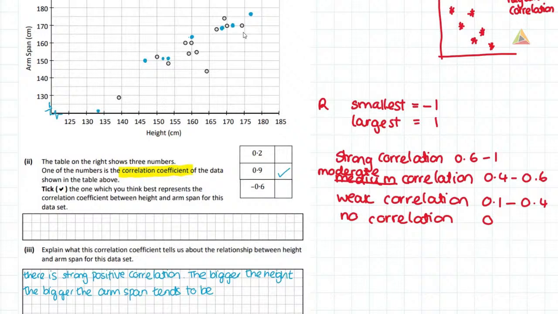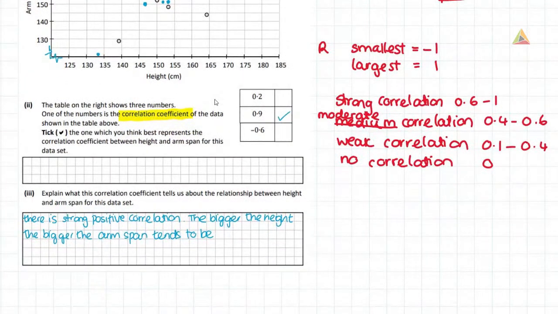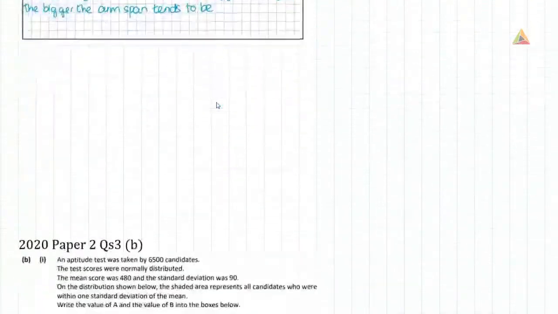And the reason for that is I can see this dot here, this person is about 174 centimeters high and has an arm span of 170, whereas this person here is shorter. They're about 169 centimeters tall, but they have a longer arm span. So it's not definite that the bigger you are or the taller you are, the bigger your arm span is going to be, but it is this pattern that's there, that the bigger the height or the taller the person is, the bigger the arm span tends to be. So we put in that word tends to be an awful lot when we're looking at correlations.